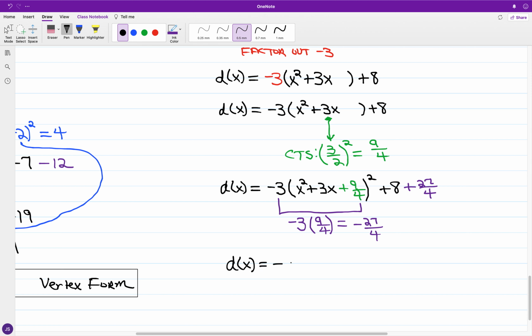So we have d of x. Okay, so we have -3 times x squared plus 3x plus 9/4. I don't know why I put the square here. Okay, so we have -3 times the quantity of x squared plus 3x plus 9/4.